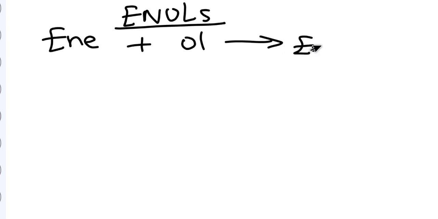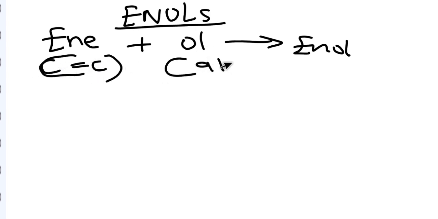What do we mean by enols? Enol has two words: ene plus ol. That gives us enol. It's going to have a double bond, that is the ene, and the ol is from alcohol. So now, how do we form enol, and how are you going to identify compounds that are enols?